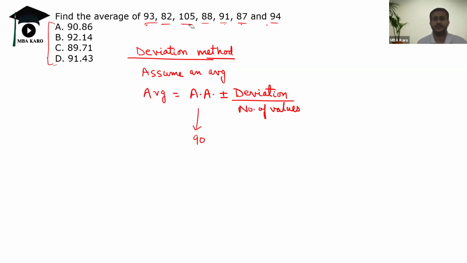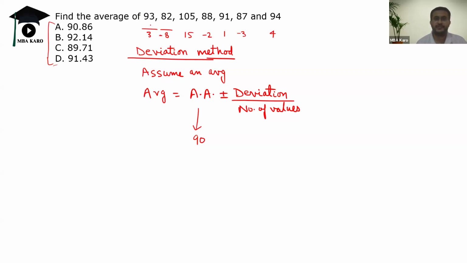Now, how to calculate deviation? We subtract 90 from all the values. So we get 3, minus 8, 15, minus 2, 1, minus 3 and 4. That's what we get as the deviations. You could have assumed 85 also, or 100 also. The answer will not change.